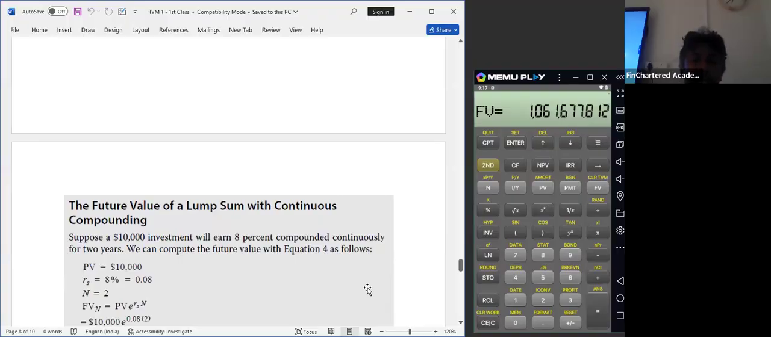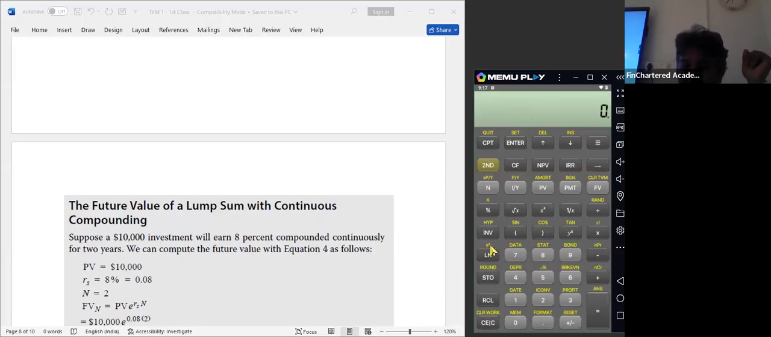So you can't use the time value of money functions for this. The third line of the calculator cannot be used for this. What can be done is you can only calculate it separately. So you take this PV, which you already know. The only thing that you do not know here is e power rs into n, where both rs and n are in the power. So there is this button called E in your calculator. E power x is there, which is above ln.